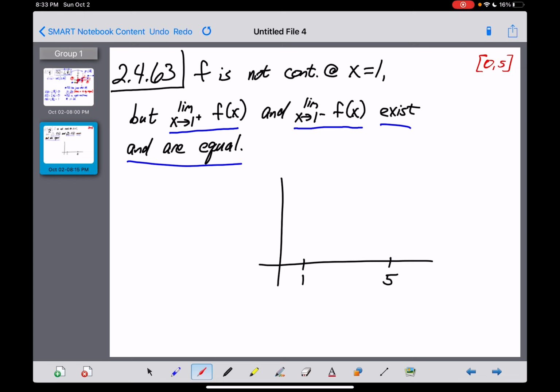So the fact that the left and right-hand limits are going to be the same right there means that this function does have a limit as x approaches 1. But if the function is not going to be continuous at 1, that tells me that we have got to be dealing with an open dot and not a closed dot here at 1. But what happens to the left and to the right of that open dot, they have to connect.